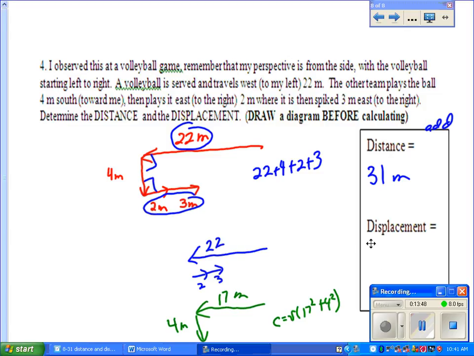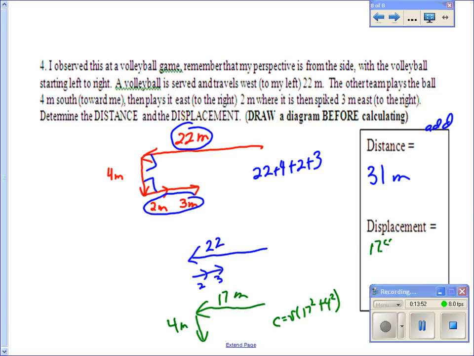And that allows me to use c equals the square root of 17 squared plus 4 squared. And my answer will be 17.46 meters. And that direction is going to be southwest. All right, that's how you do distance and displacement.